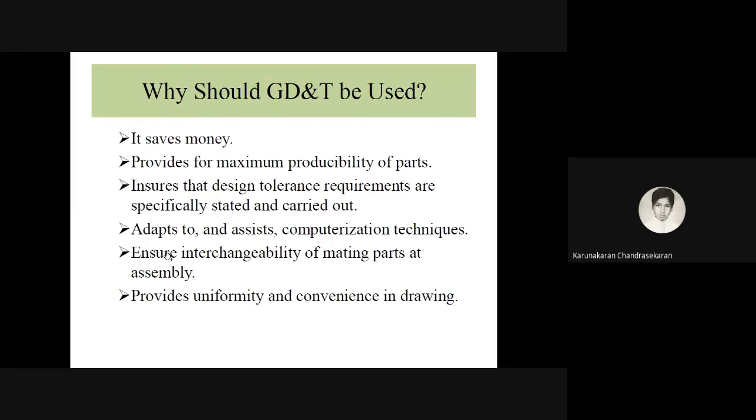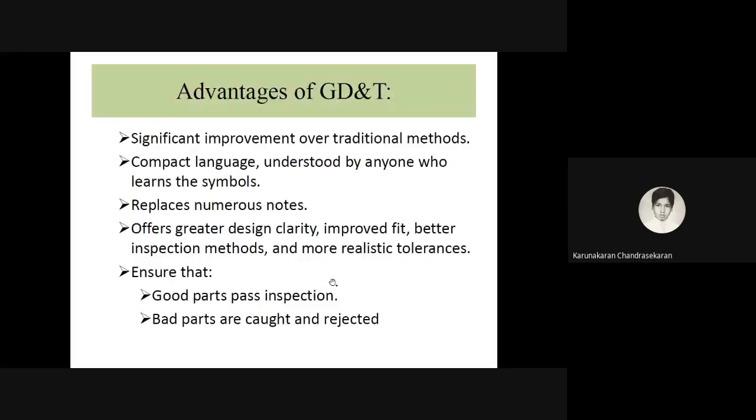And this is a very important thing. We have to ensure the interchangeability of the mating parts at the assembly. So that is why we go for some sort of standardization, that is geometry dimensioning and tolerancing. And these are some of the advantages again.